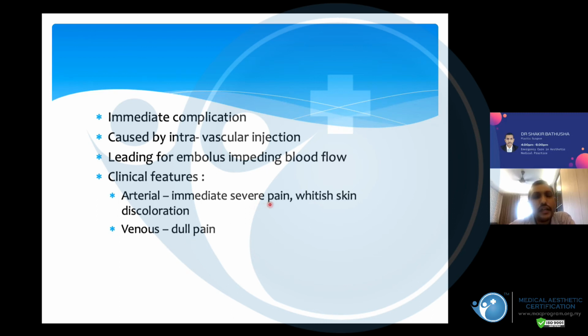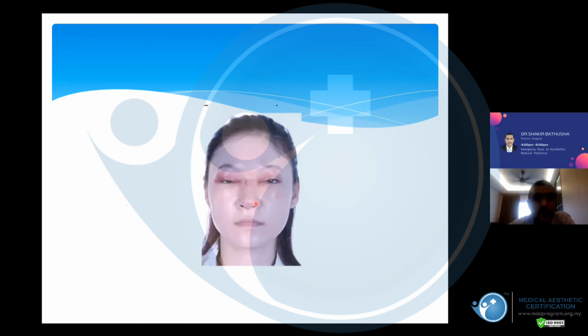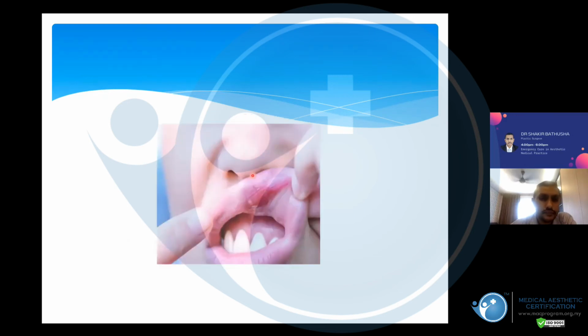If the filler gets into the venous circulation, this patient will present with throbbing, dull, aching pain. This is an example where somebody injected the periorbital area. It is just a local reaction, with erythema, edema, swelling. And over here, possibly in the glabellar region, they have an intra-arterial injection of the filler. This is another common complication, after injecting to increase the volume of the lip, right?